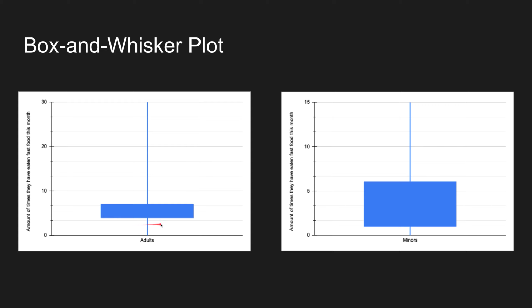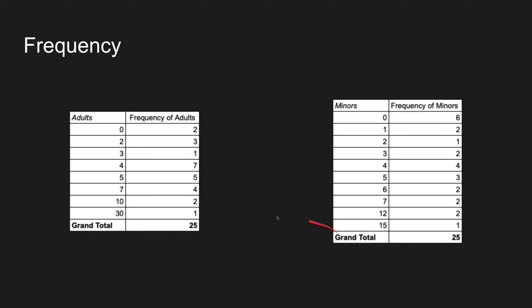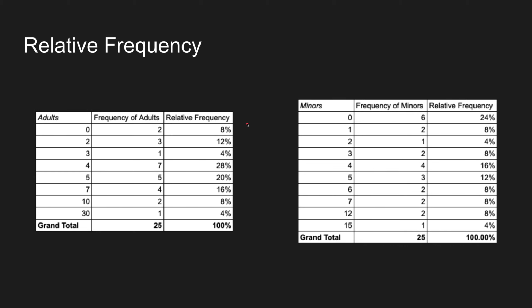This is the box and whisker plot. The adults' box is much thinner than the minors'. Here we have the frequencies for both corresponding populations. We also have the relative frequency for the adults and minors.